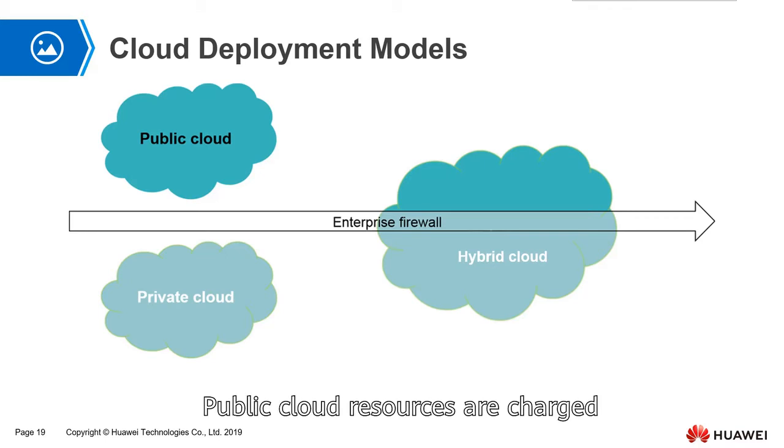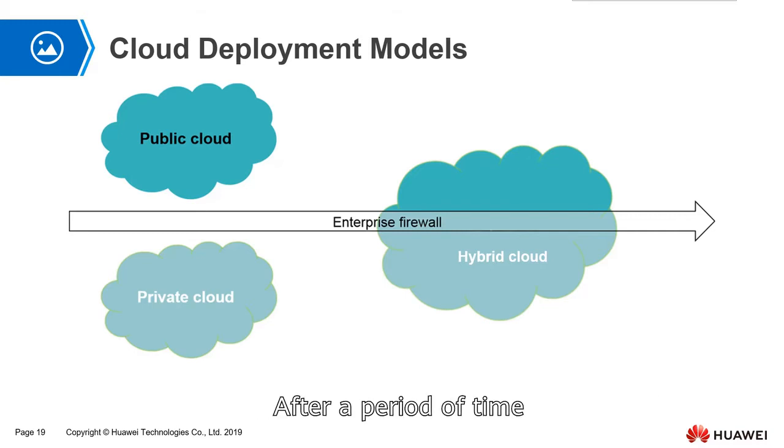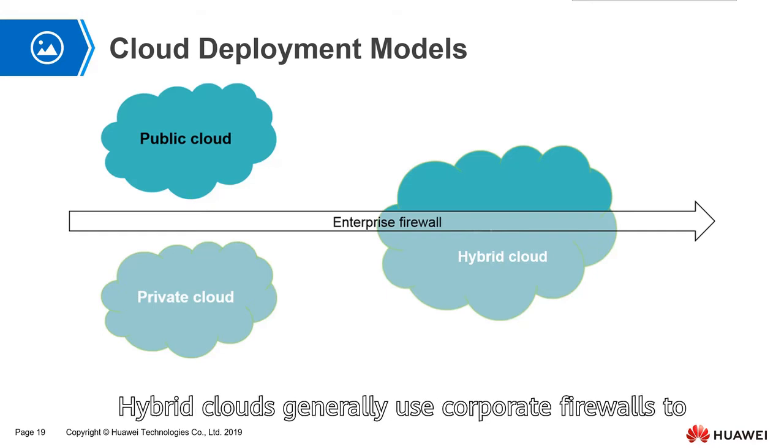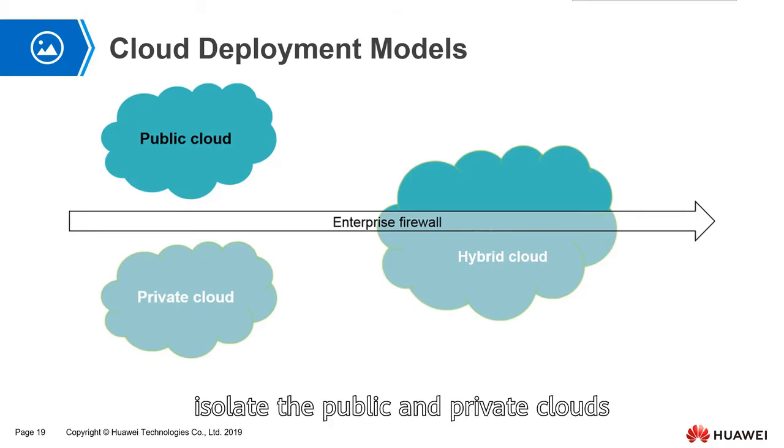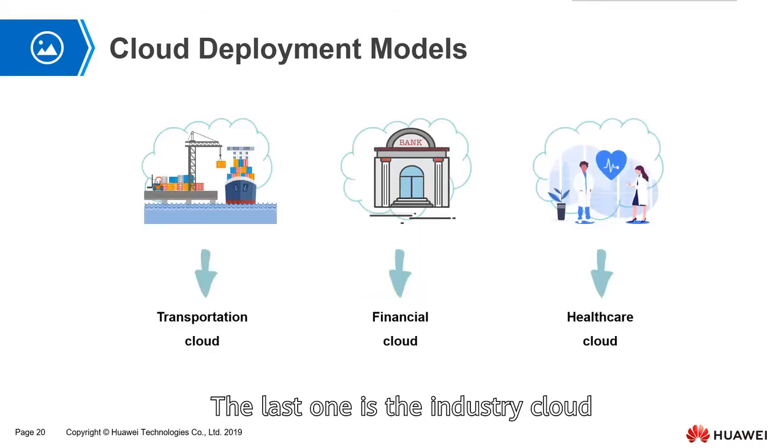Public cloud resources are charged on an as-needed, pay-per-use basis. After a period of time, I will only pay the cost for this period of time. If I don't need it, I will release it and the cost will be terminated. Hybrid clouds generally use a corporate firewall to isolate the public and private clouds to ensure data security. The last one is the industry cloud.